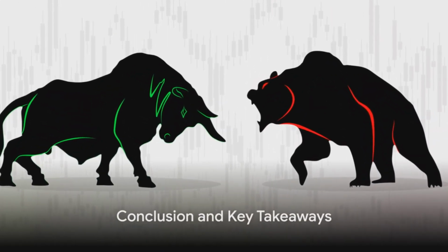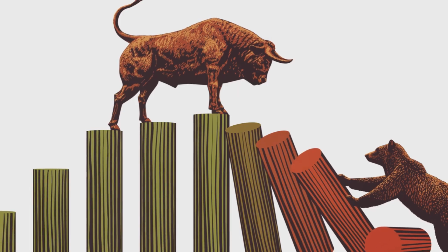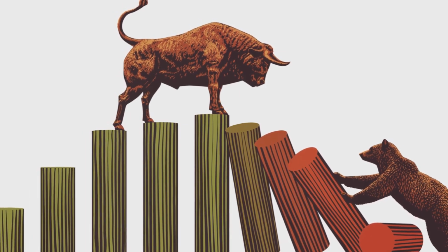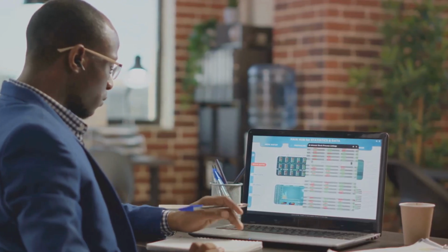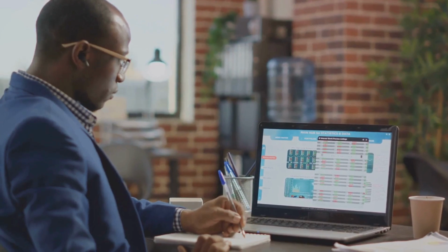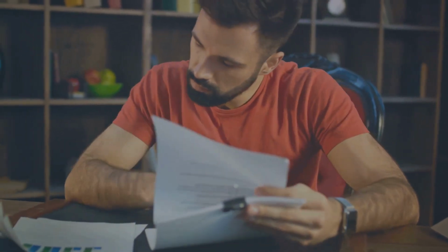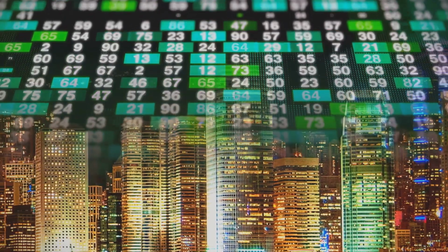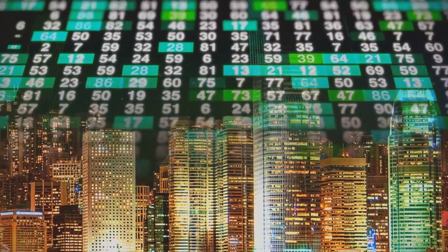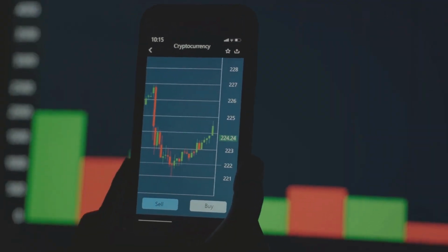So, let's round up what we've learned today. We've delved into the world of financial analysis and discovered two significant approaches: fundamental and technical analysis. Fundamental analysis, you'll remember, is all about evaluating a company's intrinsic value. It's a deep dive into financial statements, industry trends, and market conditions. On the other hand, technical analysis is a study of statistical trends, primarily price movements and trading volumes. It's like reading the pulse of the market.